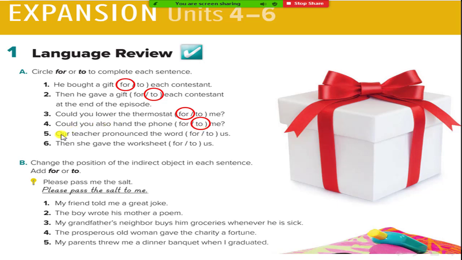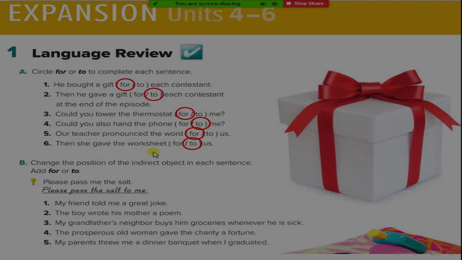Number 5. Yes, Salim. Our teacher pronounced the word for us. Yes, very good, for us. And last one. Then she gave the worksheet to us. To us. Very good, thank you.